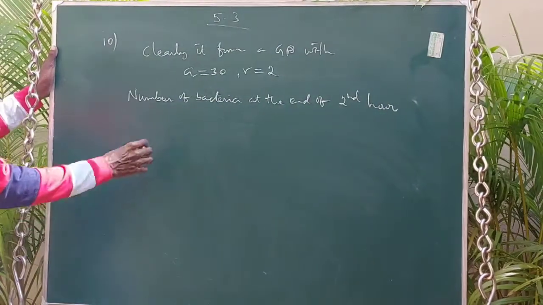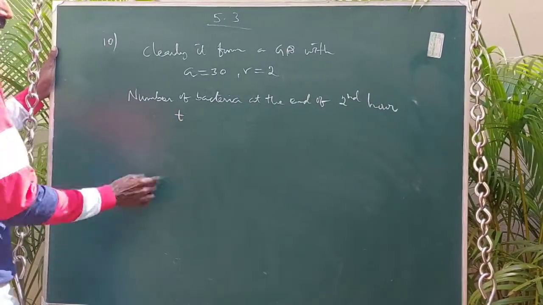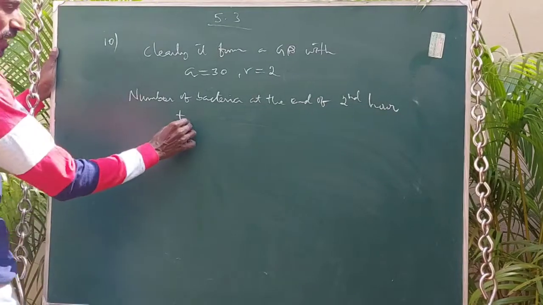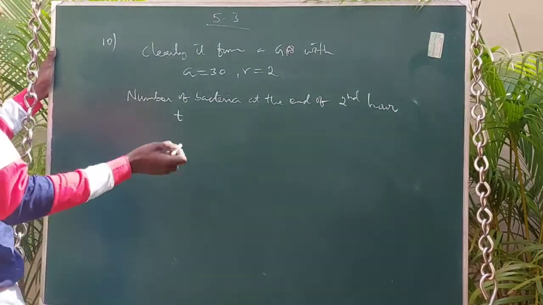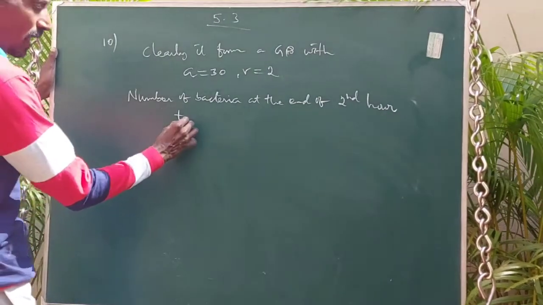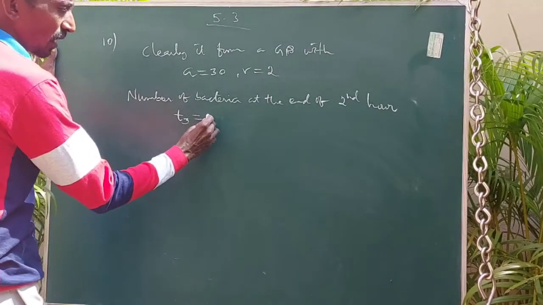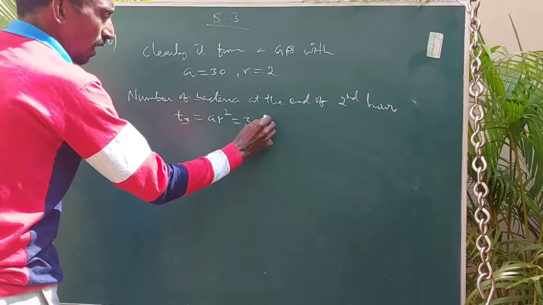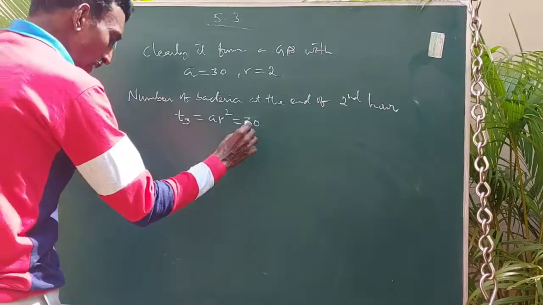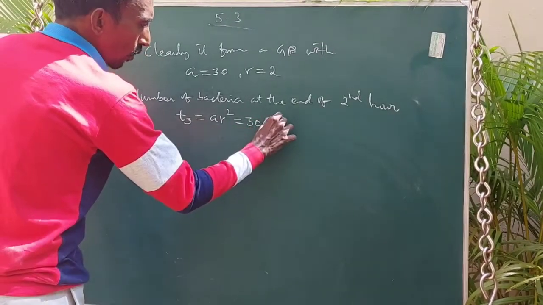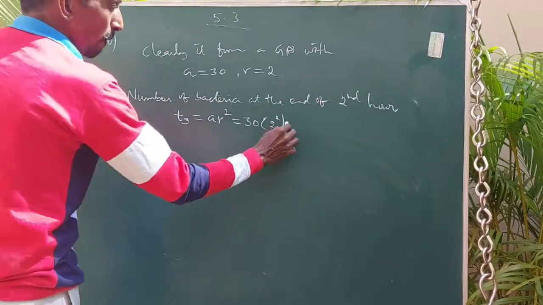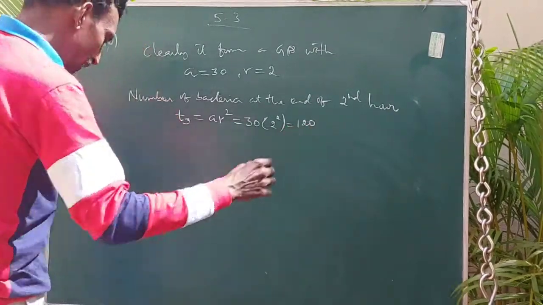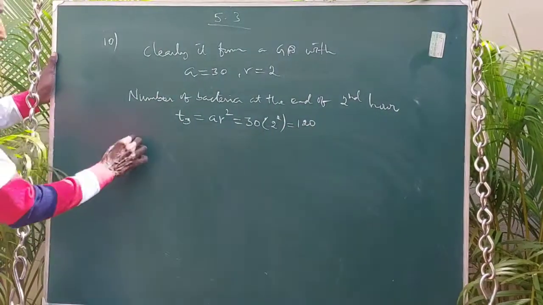Okay, so second hour means it is AR square, that means T3, end of second hour, third term, T3 means AR square. So 30 into 2 square, 4 into 30, 120.